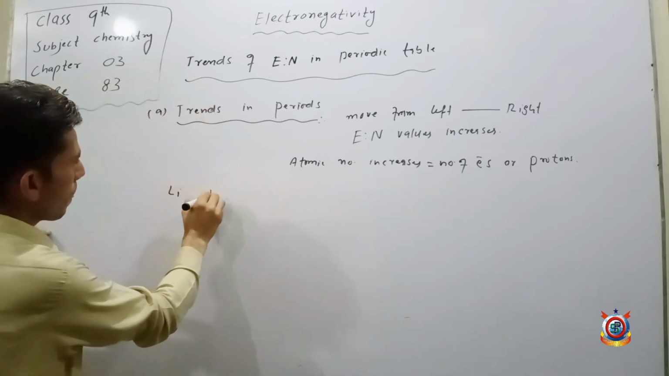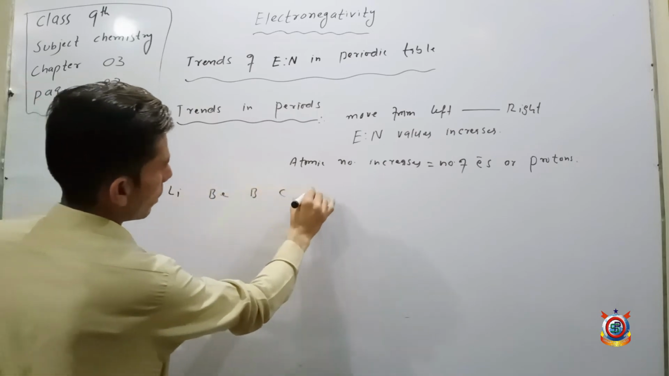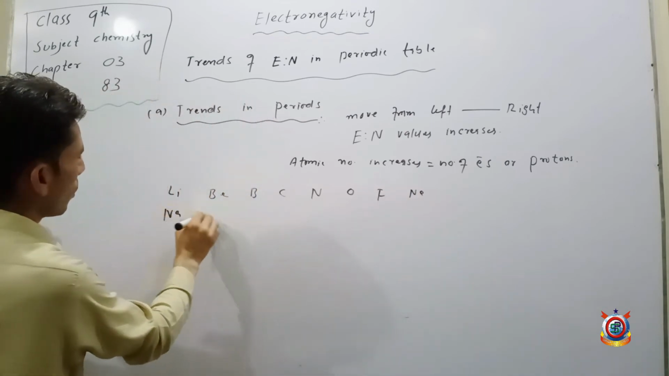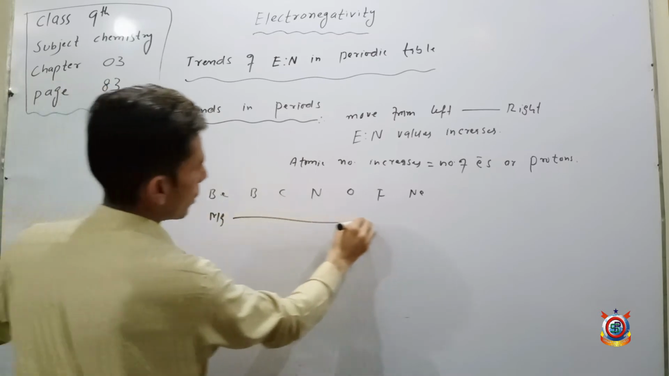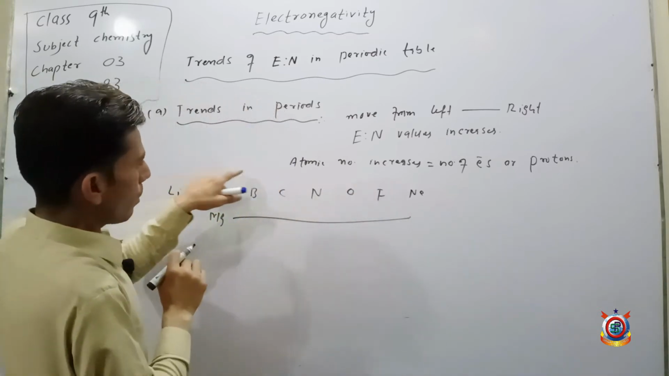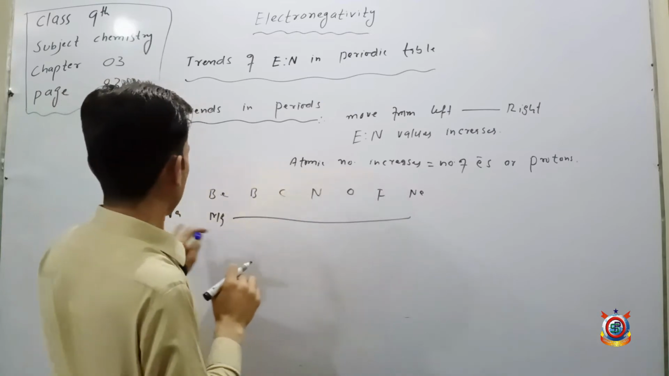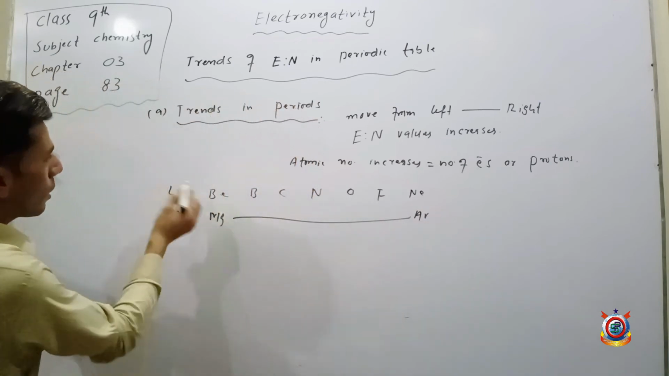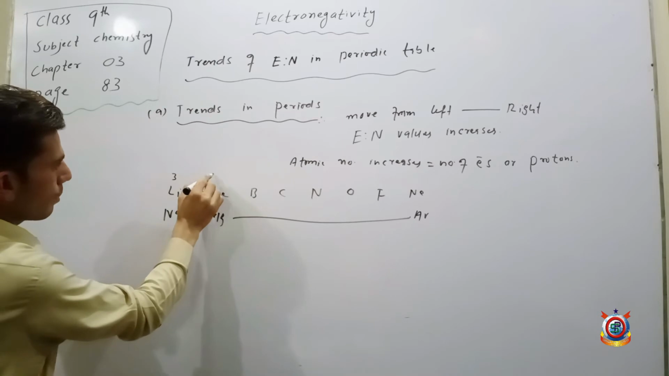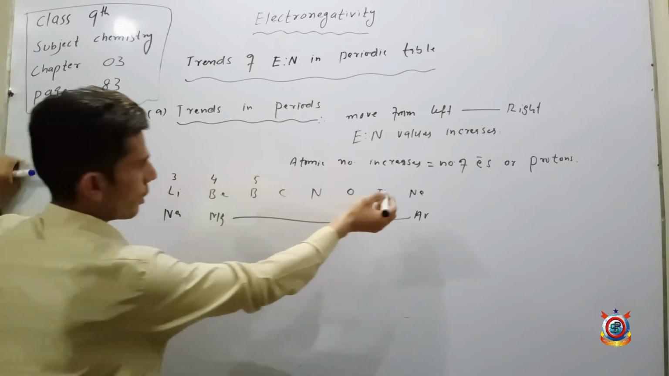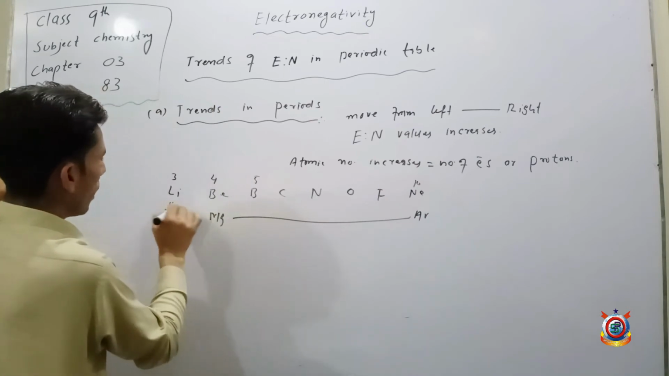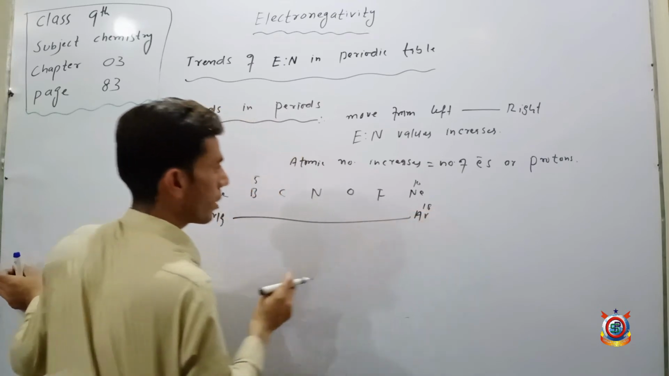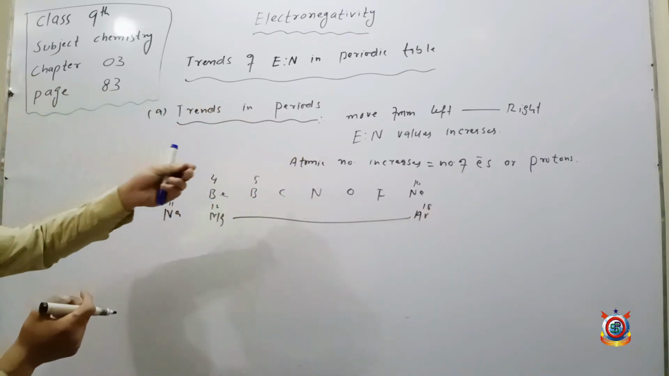For example, lithium, beryllium, boron, carbon, nitrogen, oxygen, fluorine, neon, sodium, magnesium, up to argon. The atomic number of lithium is 3, then 4, 5, 6, 7, 8, 9, 10, 11, 12, up to 18. So when we move from left to right, you see the atomic number increases. Atomic number is the number of electrons or protons.